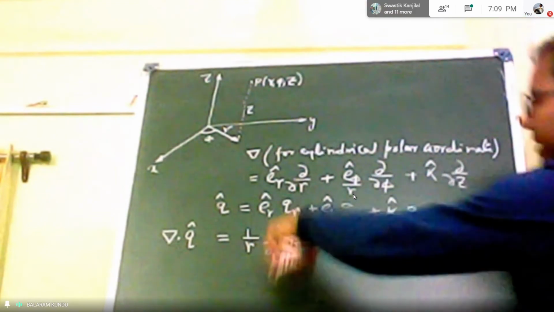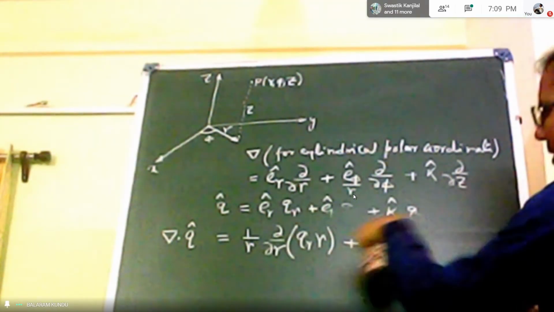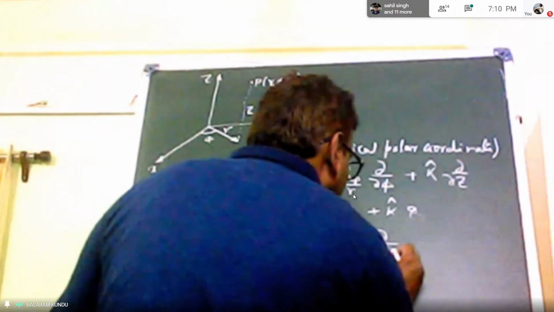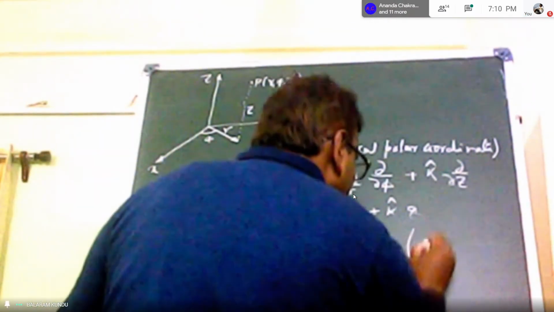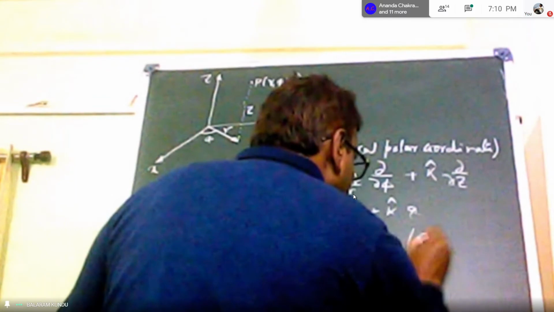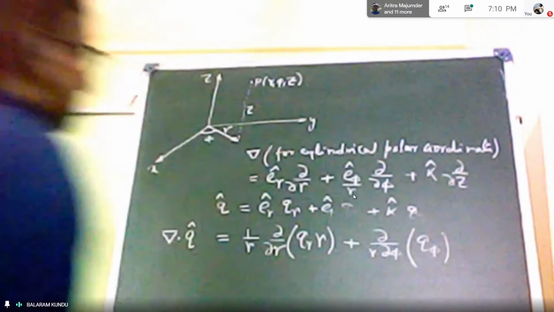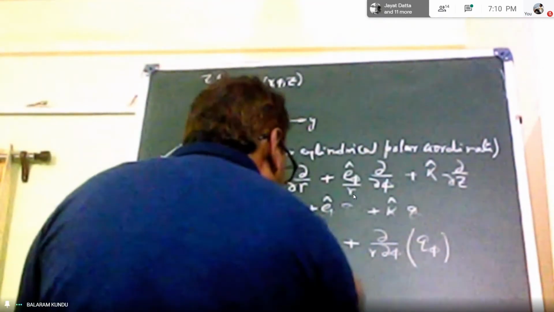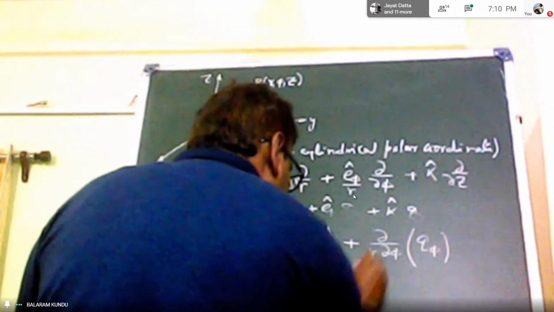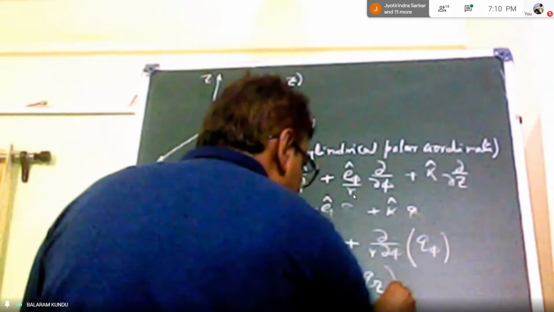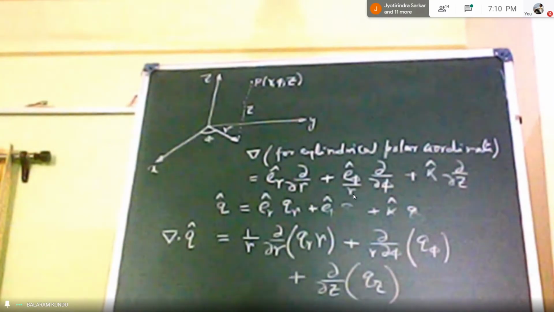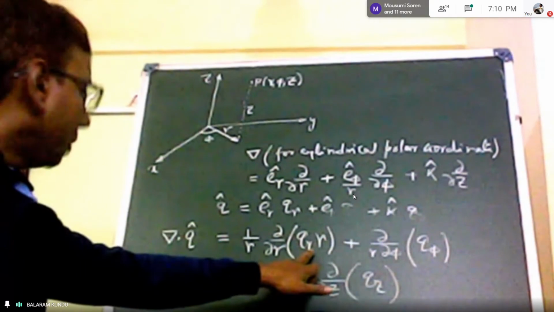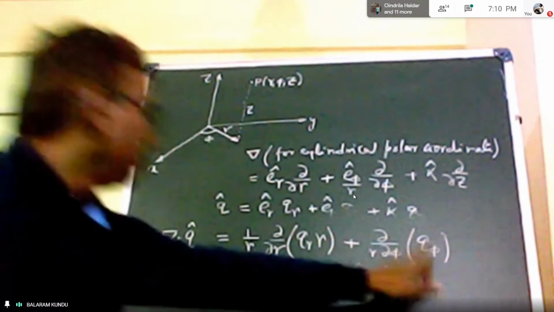So 1 by r del by del r of qr into r, plus 1 by r del by del phi of q phi, this is the second part, and the third part is del by del z of qz. So this is your grad dot q. So qr is the component of heat flux in the r direction, then q phi and qz.